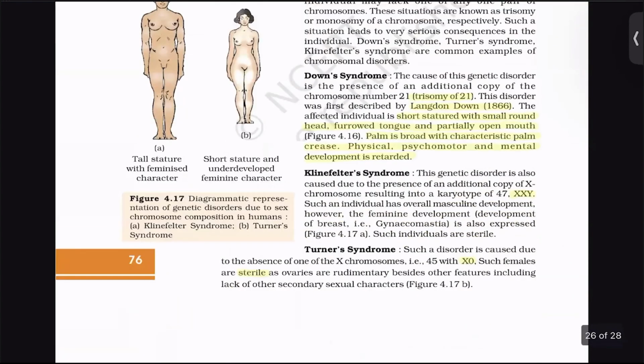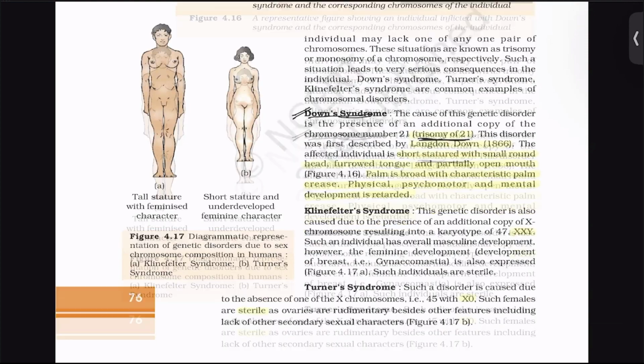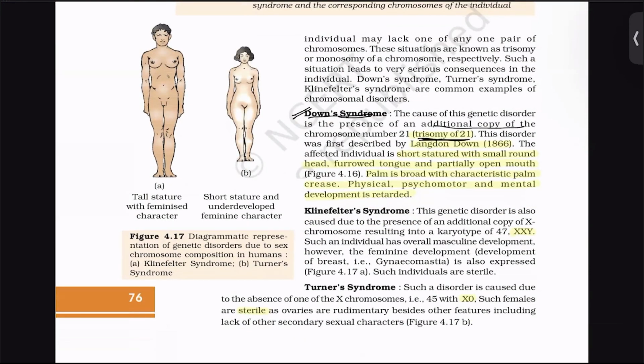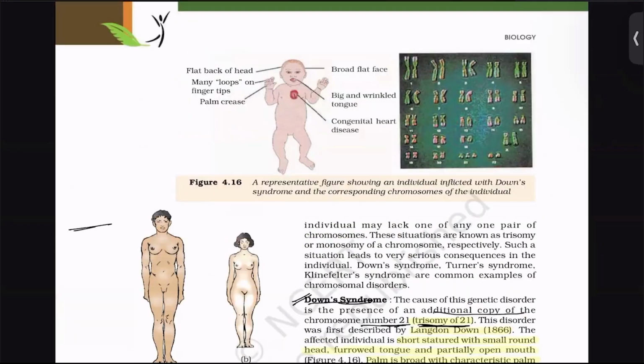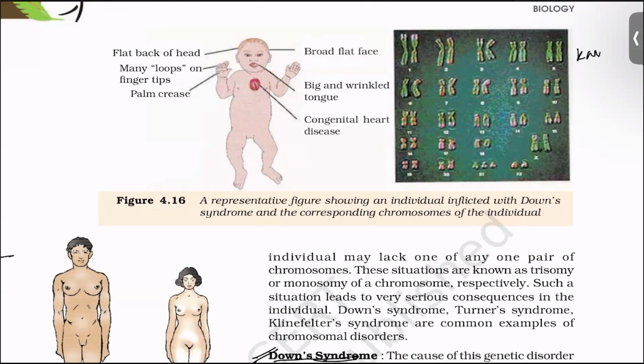So let's start with Down syndrome. In Down syndrome, what happens is trisomy of the 21st chromosome. So there's an additional copy of chromosome number 21. This is the karyotype of an individual. You can see that chromosome number 1 has one from mother, one from father, one from mother, one from father. So all of the chromosomes are normal and they are 2 in number.